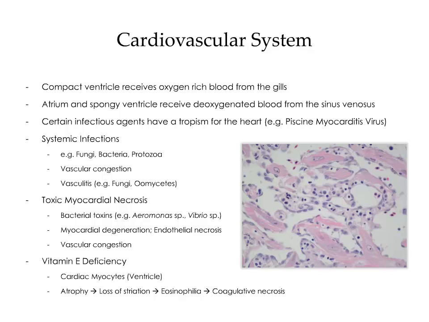Vitamin E deficiency can also affect the heart, specifically the cardiac myocytes of the ventricle. Histologically, affected cardiac myocytes undergo atrophy, followed by a loss of striation, hypereosinophilia, and coagulative necrosis. The image to the right is an example of myocardial degeneration and necrosis, with associated histiocytic infiltrates. You can see the overlying endothelium remains intact. The endothelial cells within the affected area are hypertrophied.